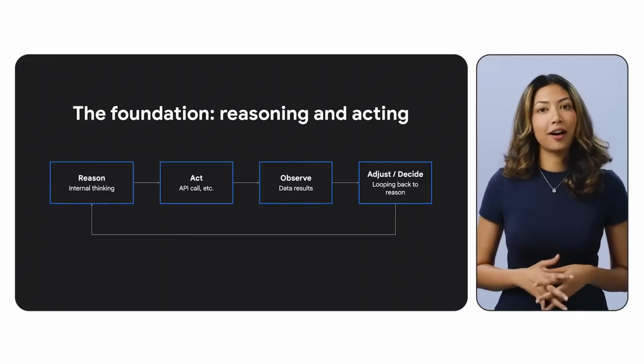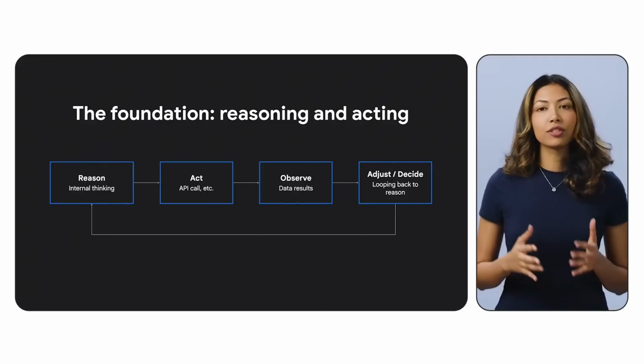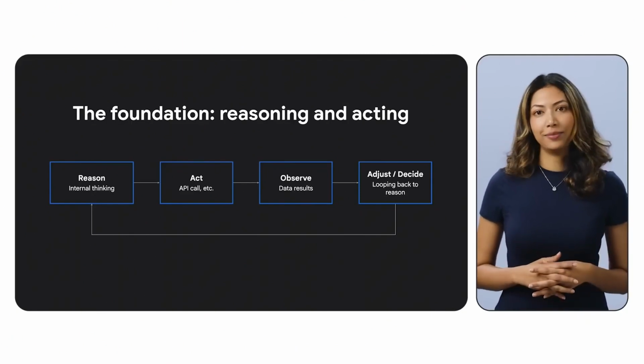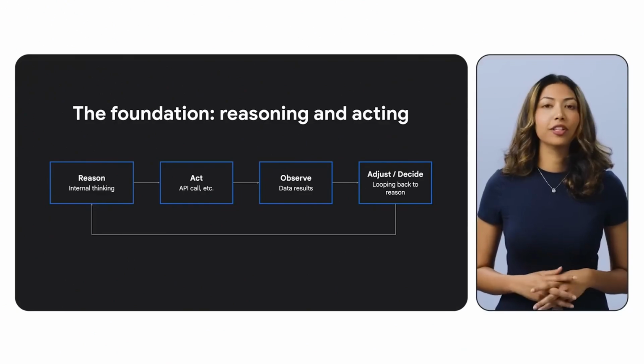And it lines up with how agents are defined: systems with reasoning, planning, and memory, with enough autonomy to adapt and make decisions on behalf of the user.